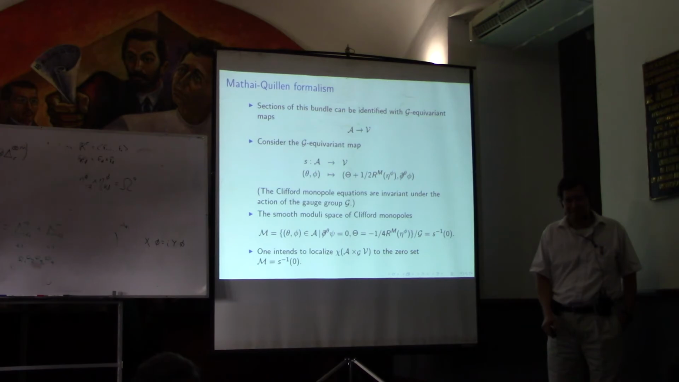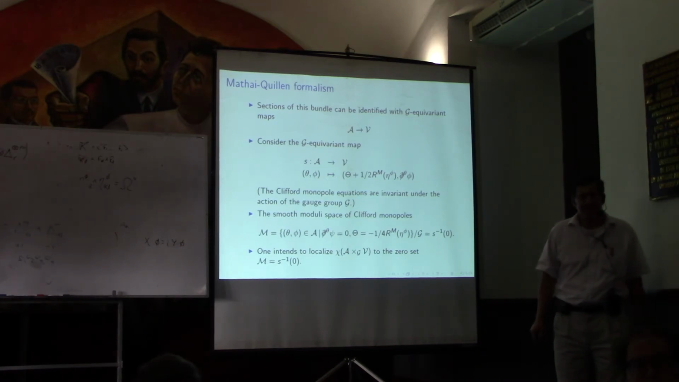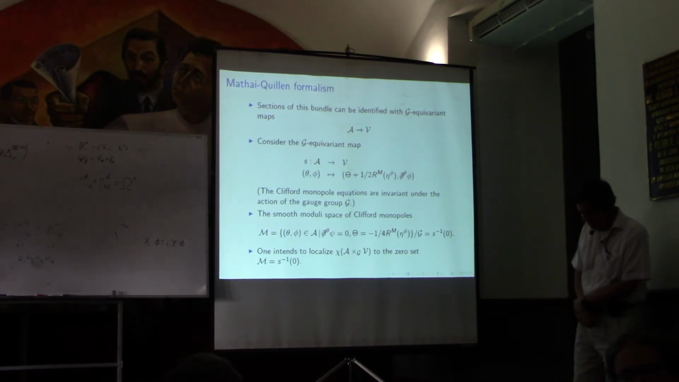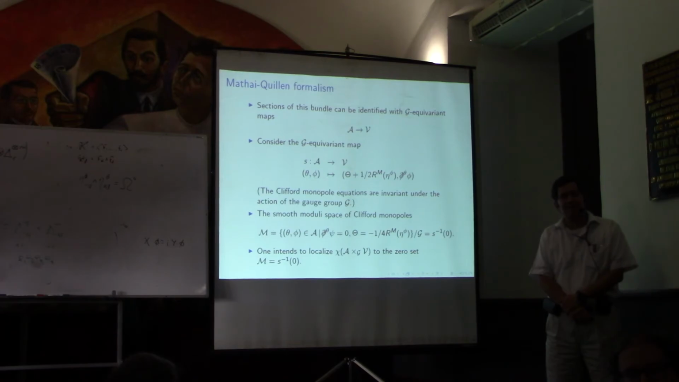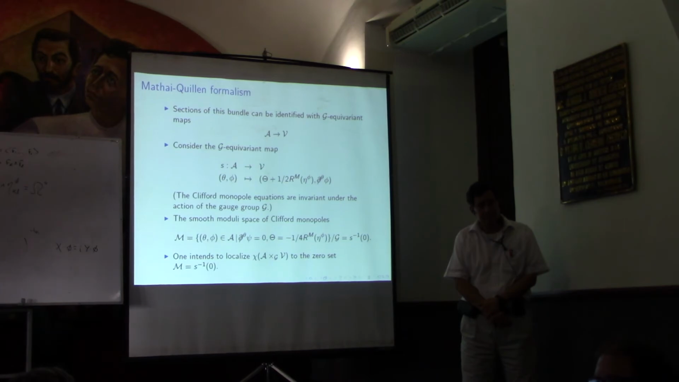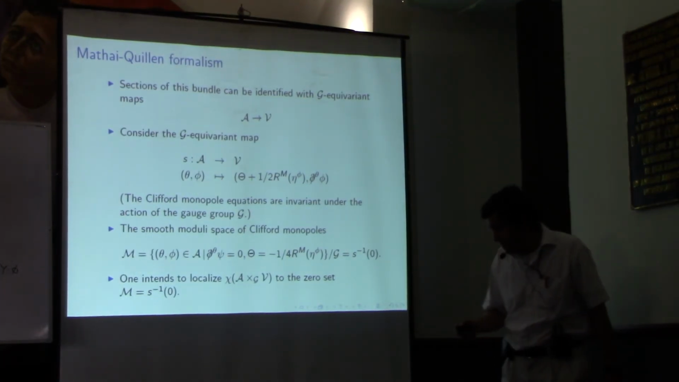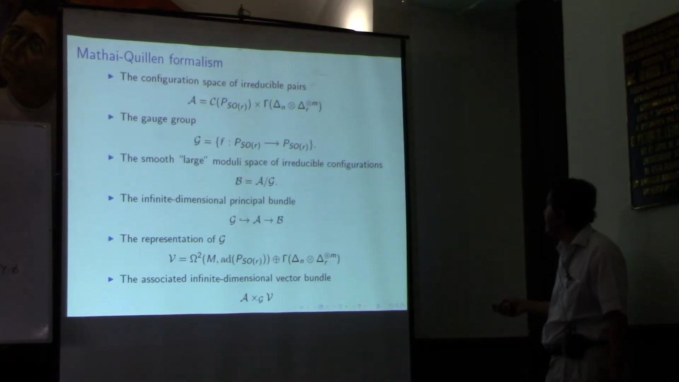Are there any questions? Yes. Why do you need to twist the representation of the Clifford algebras with this M? Why is it necessary? This factor? Yeah.